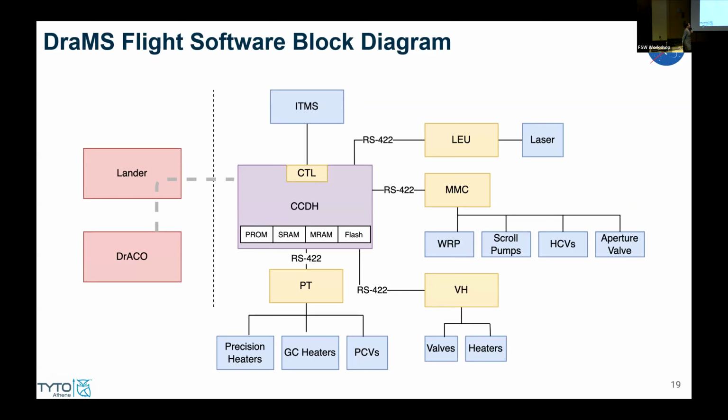The brain, the CCDH board, controls a lot of other boards. So the yellowish boards, looks yellowish, hopefully. CTL, PT, VH, MMC, LEU are the different subsystem boards that we work with to be able to operate our valves and heaters and laser and pumps to be able to run these experiments. We are not as lucky as APL with hardware. So we'll say that we have simulators for now. So all these different boards are interacting together to be able to run the mass spec instrument. It's a lot of things happening in parallel.